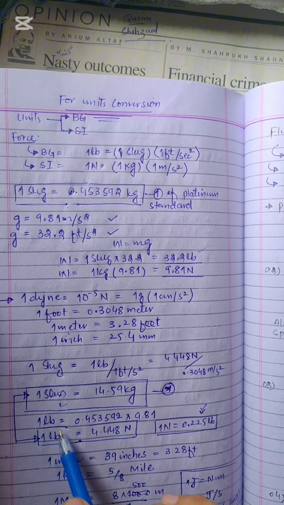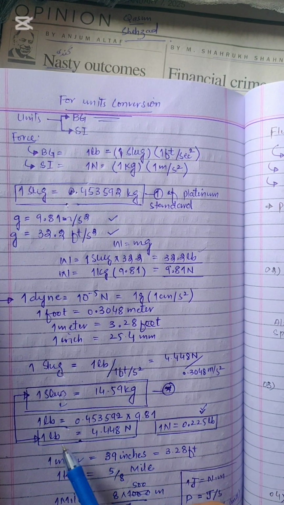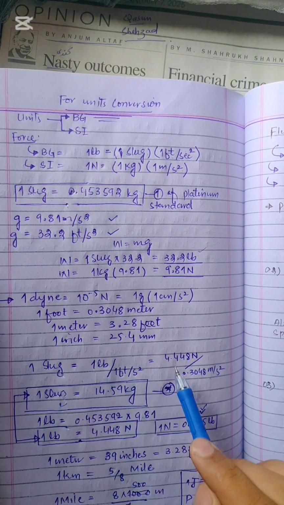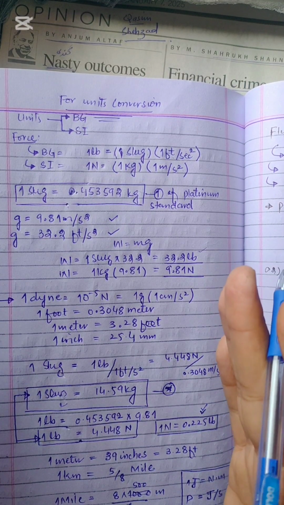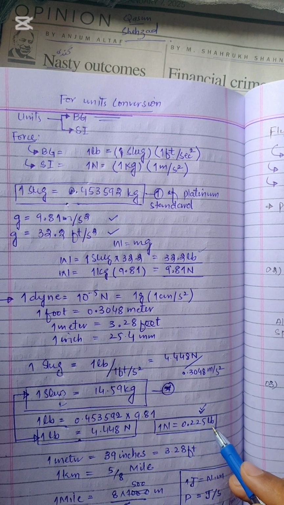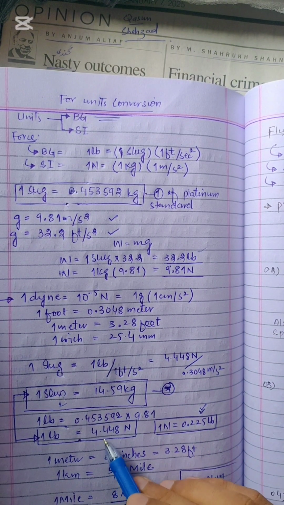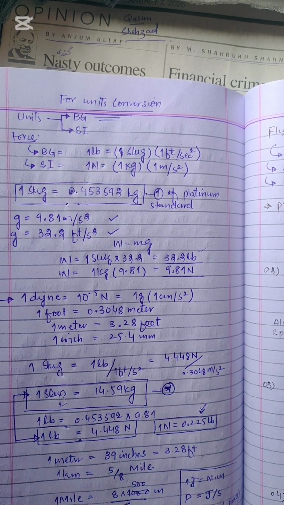Now 1 pound is equal to 0.453592 multiplied by 9.81, so the pound value will be 4.48 Newton. We can replace the pound by 4.48 Newton. As we already said, Newton and pound are alternative units. 1 Newton is equal to 0.225 pound, and 1 pound is equal to 4.48 Newton. So you can convert one from the other.